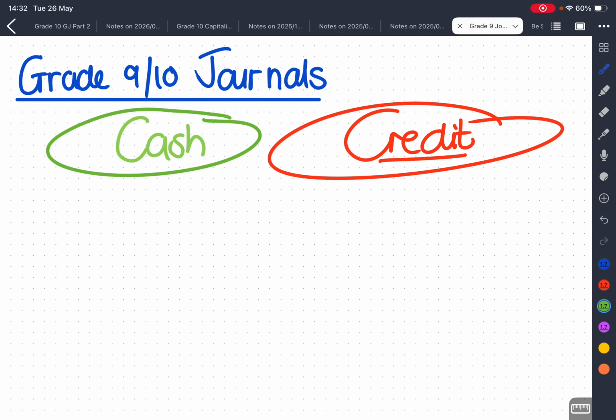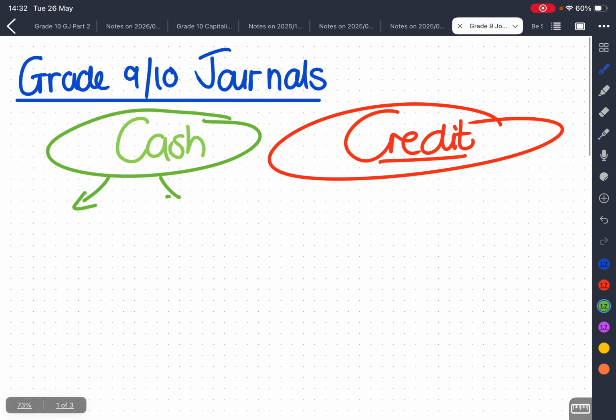Okay, grade 9s and 10s, let's take a look at 7 journals. We're going to exclude the general journal just for the grade 9 sake. First of all, I split it into two categories, just to make more sense. I've got a cash side and a credit side.